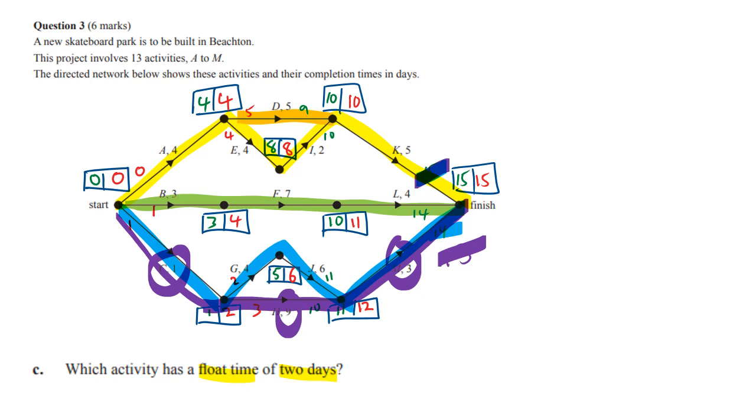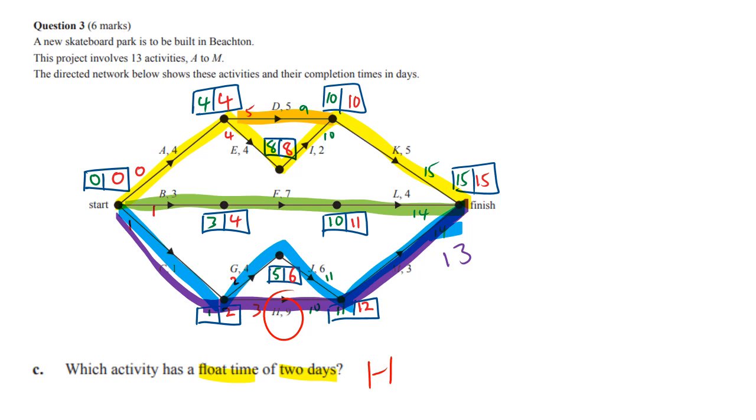Now, what is the only activity that is on the purple path and not on the blue path? The only one is H. So it is H that has the float time of 2. So you see we contemplated all the possible paths, and it's quite hidden here.